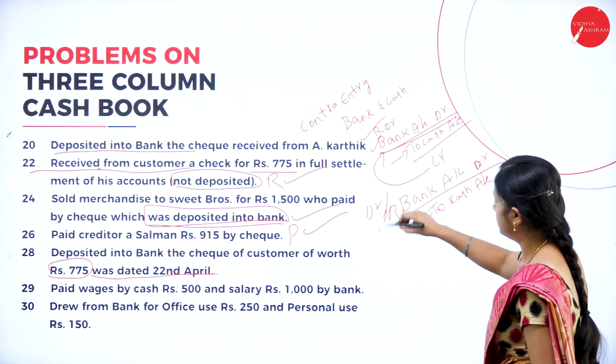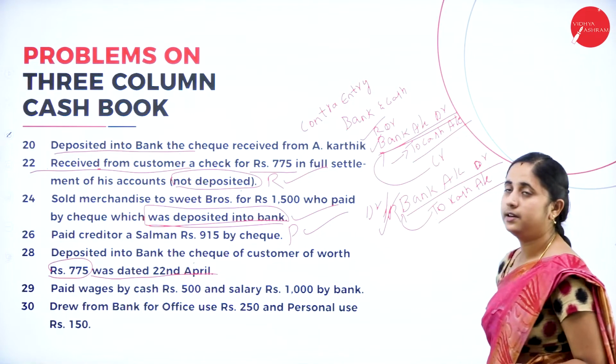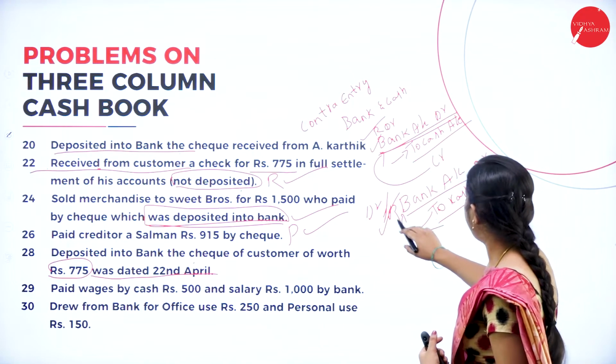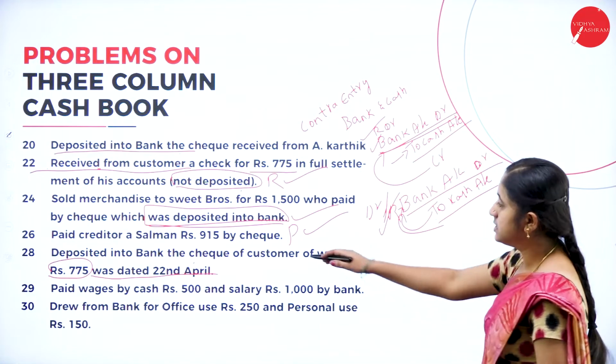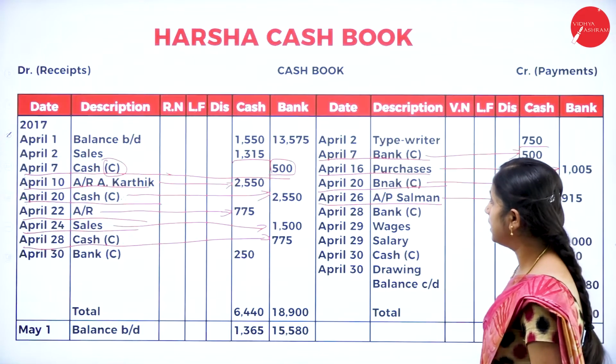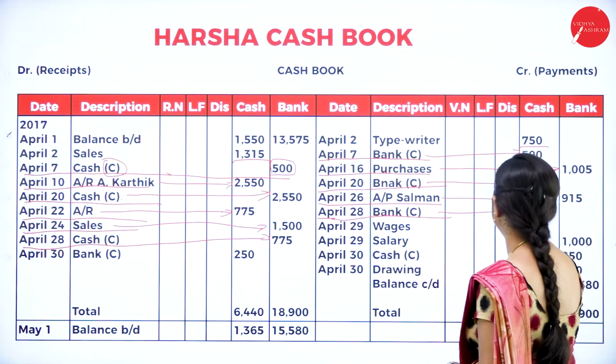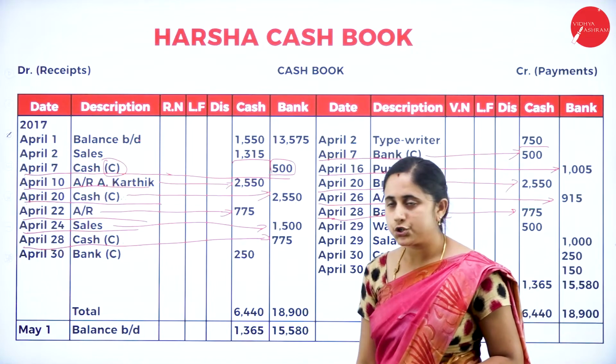Now it's finished. For this again cash is credited. So write in the credit side by bank account rupees 775. Same date April 20th, bank account 775, amount should be written in the cash column.